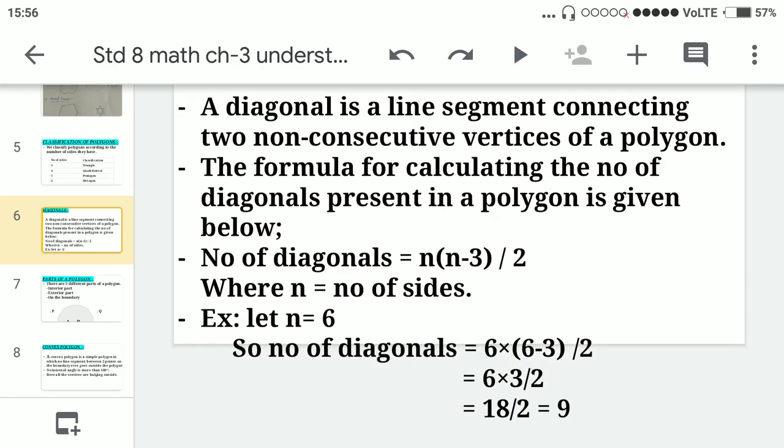For example, here I have taken n equal to 6. That means the number of sides of that polygon is 6, that is a hexagon. So how can you find the number of diagonals? The formula is 6 into 6 minus 3 divided by 2. 6 minus 3 is 3. So 6 into 3 divided by 2, that is 18 by 2, which equals 9. That means in a hexagon there are 9 diagonals.